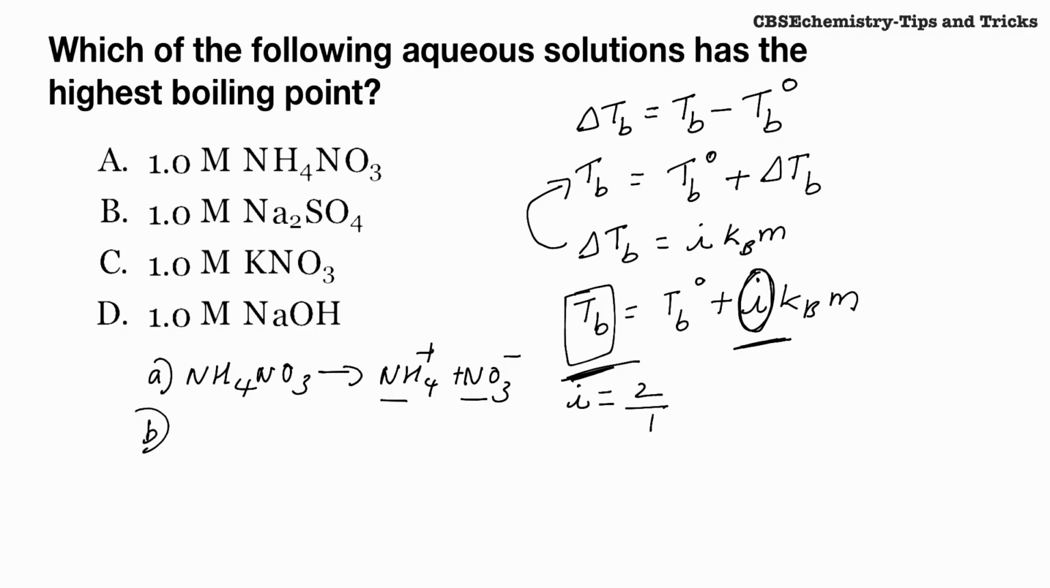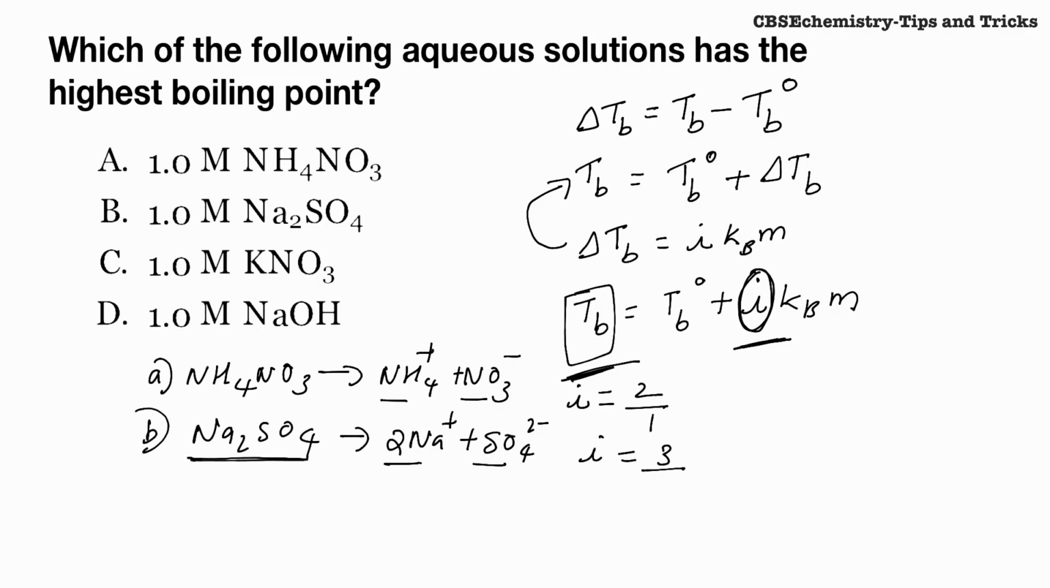Now second, Na₂SO₄. Now what is that? 2Na⁺ and SO₄²⁻, correct? So i factor is what? After dissociation, how many components are there? 3, right? 3 ions are there. And before dissociation, it is only 1, so 3/1.